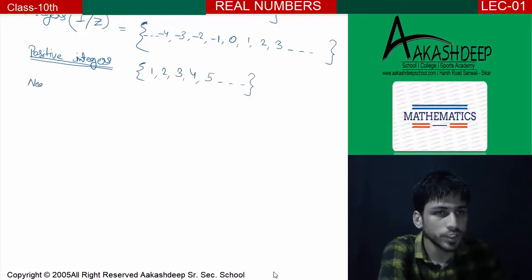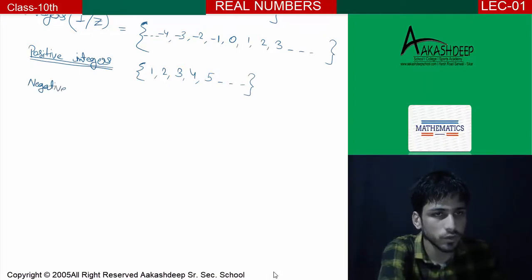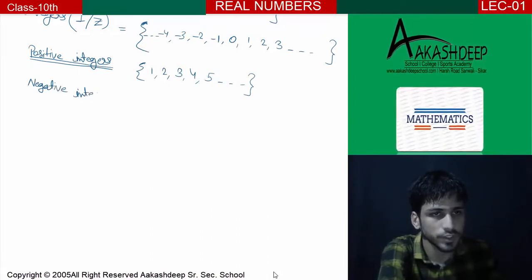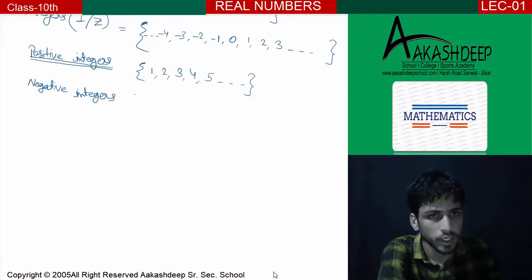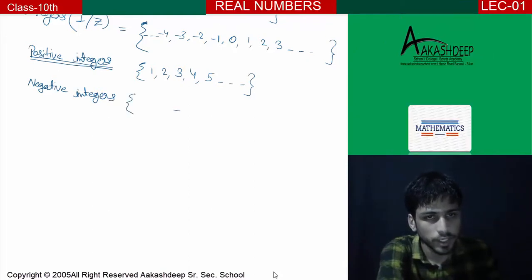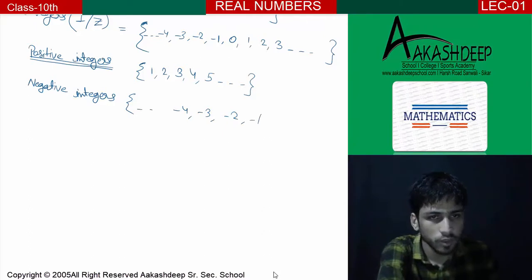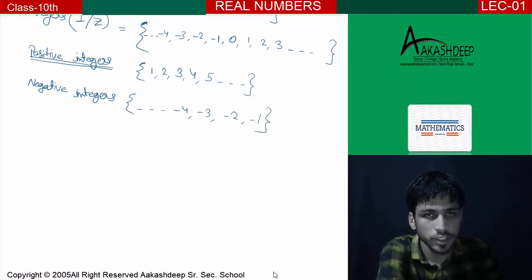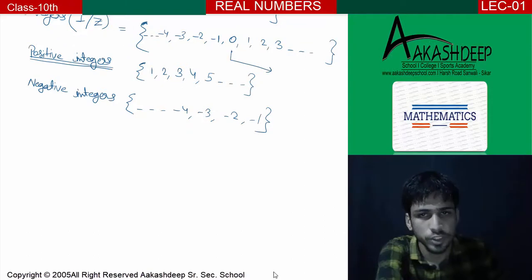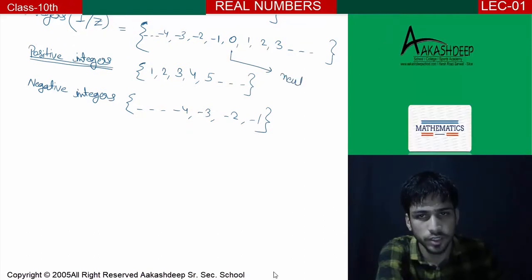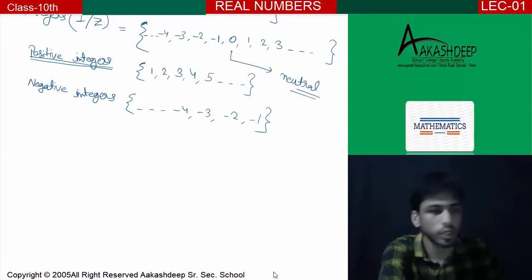Next we have negative integers. Negative integers are -4, -3, -2, -1 and so on. Okay. Next we have 0. 0 is neutral. It is neither positive nor negative.